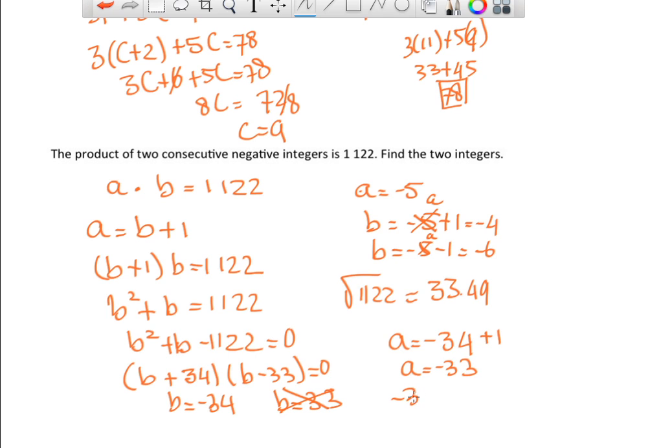So in this case, let's check. Is a negative 33 times a negative 34 equal to 1122? So negative 33 times negative 34, I did get 1122. So I feel pretty confident. I'm going to say that the two integers are a negative 33 and a negative 34. And I don't actually need to say that they're A and B anymore, because that's arbitrary. So those are my two answers, a negative 33 and a negative 34. Okay.